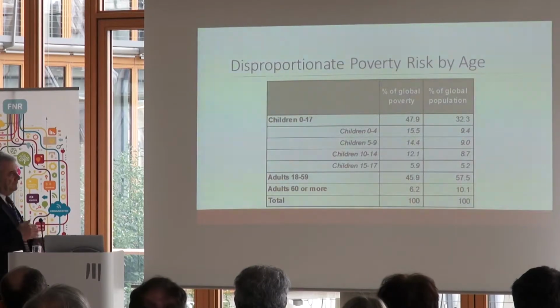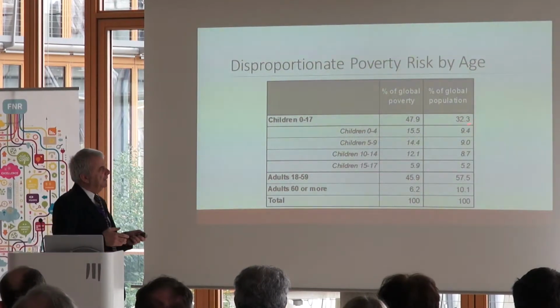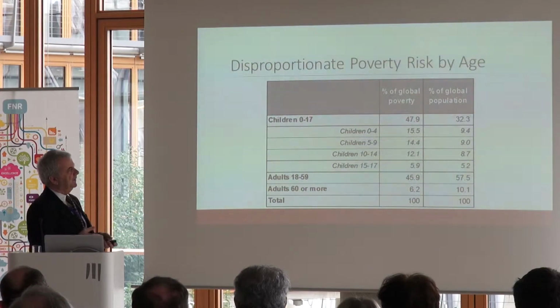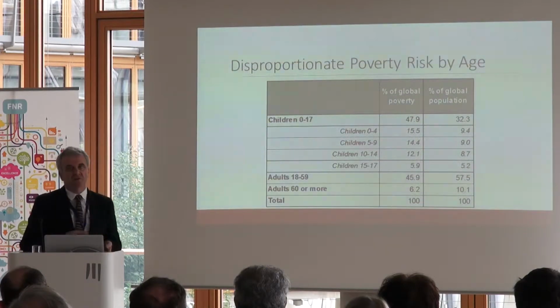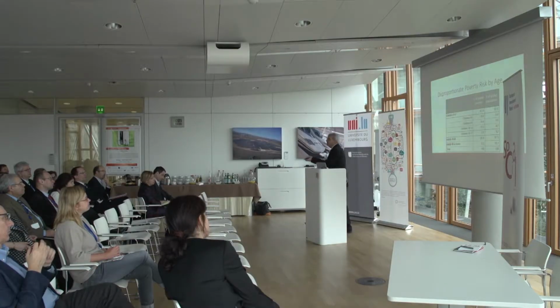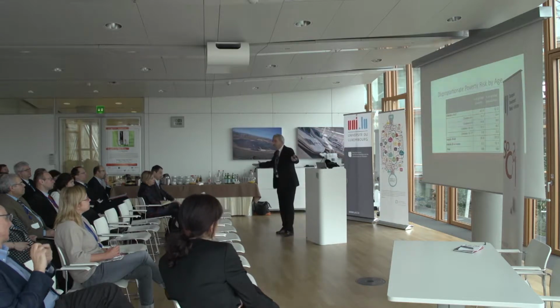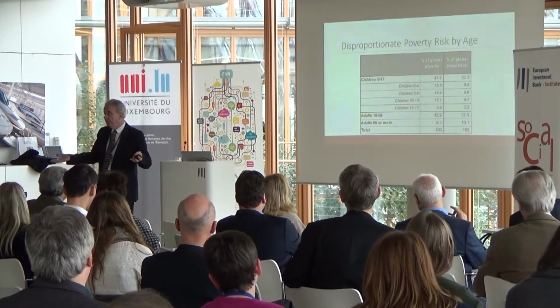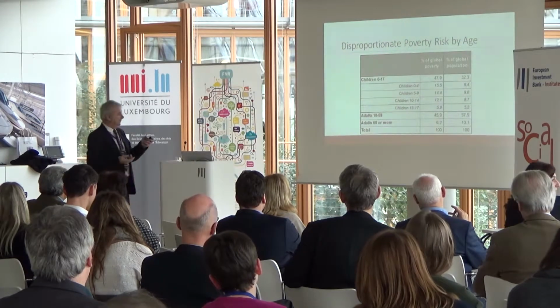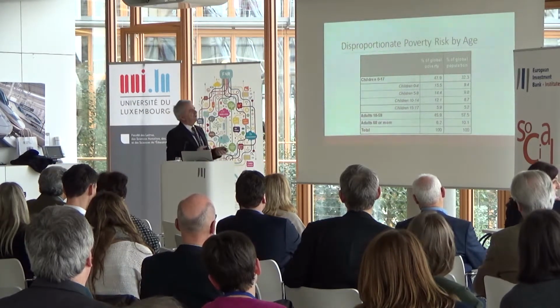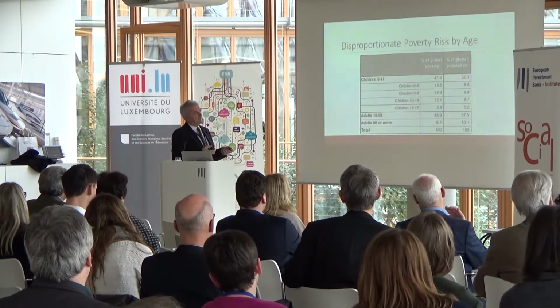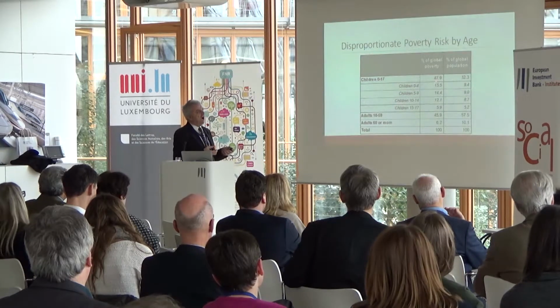But if we think about inequality, then one way of thinking about it is whether the poverty share, the proportion of people in poverty, is equal to their population share. If poverty was a risk that was distributed equally across everyone, then the proportions of poverty would match the population share.